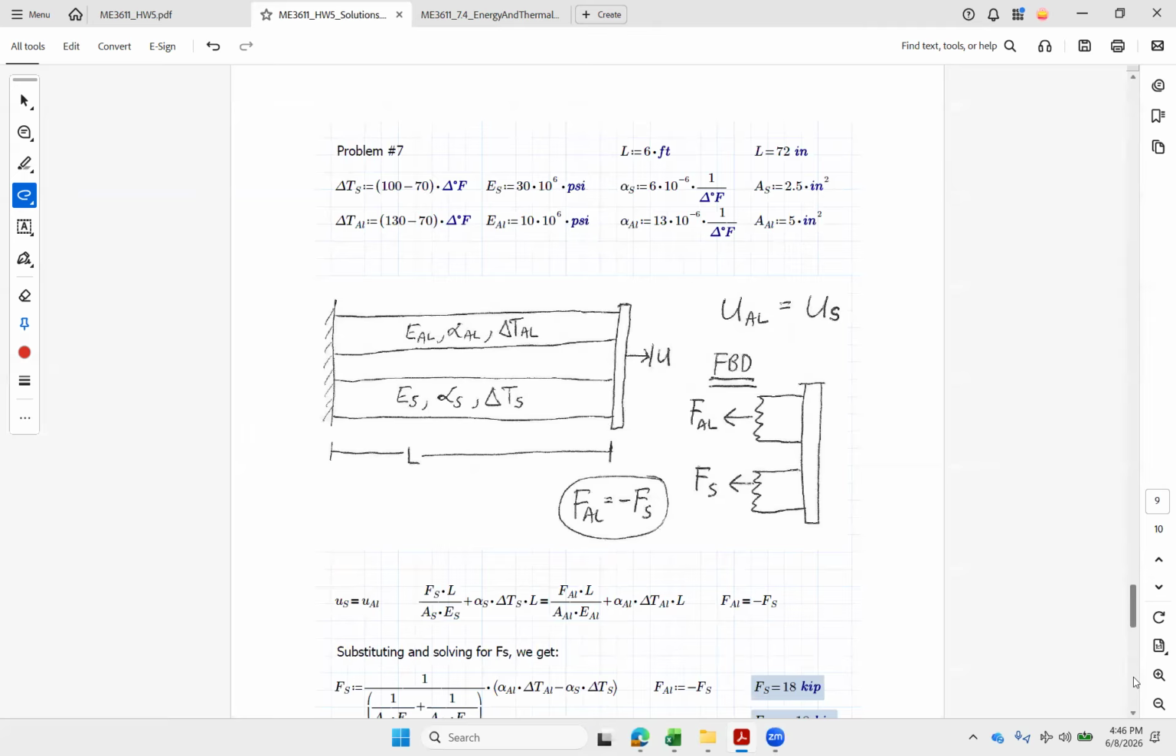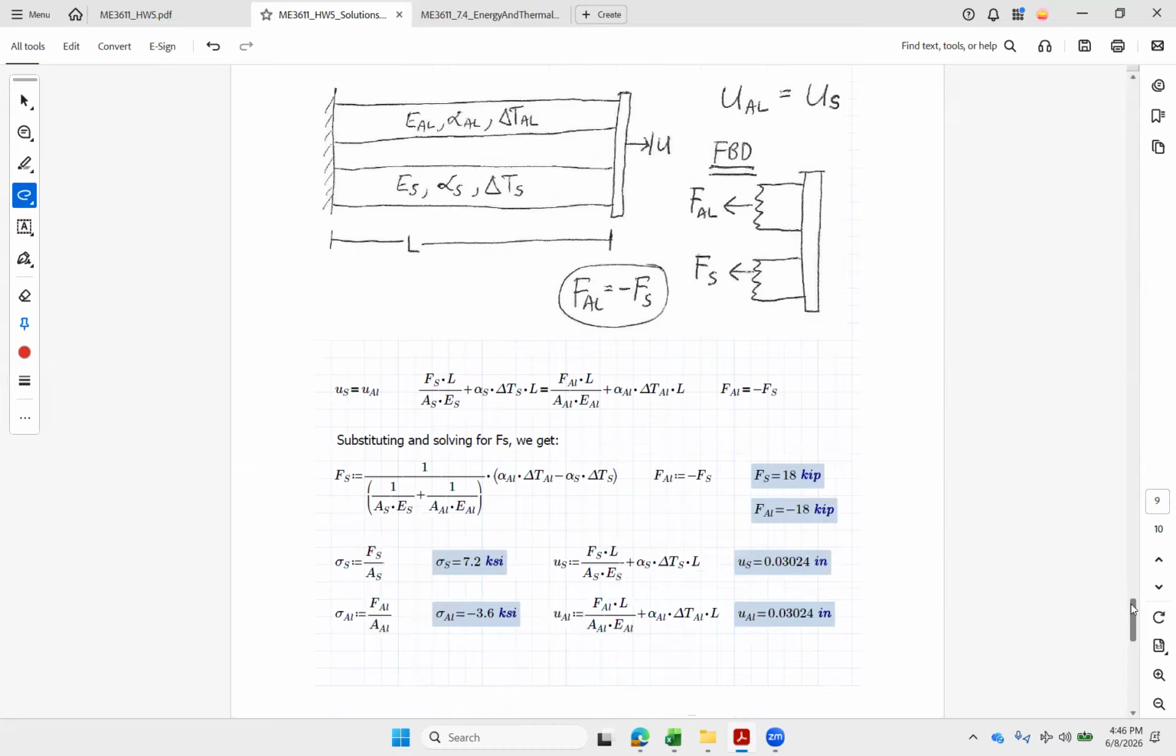And we just need to make a substitution, either plug in for the aluminum or the steel force to get down to one unknown. If I plug in for steel, I get the alpha delta T for the aluminum on the positive and alpha delta T for the steel on the negative. We've got more delta T and more alpha, so this should definitely come out positive. And we see it does, comes out with 18,000 pounds right there. And then the aluminum, same force, but it's going to get compressed, right?